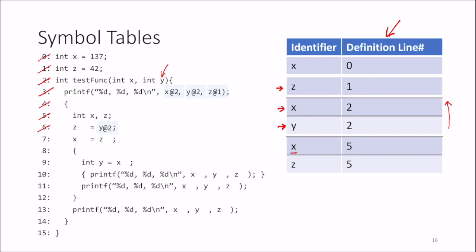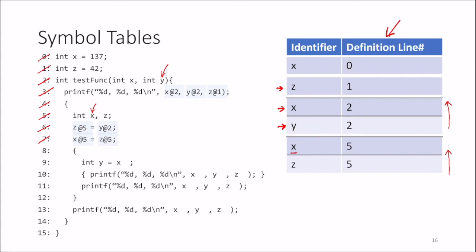And then we're going to assign it to the Z that was defined in line number 5. And then we take the value of Z at line number 5 and assign it to the X, which was defined in line number 5. So that's this one here. And you can see it's all done by searching through the symbol table and finding the first definition that you can find. So that's line 7.